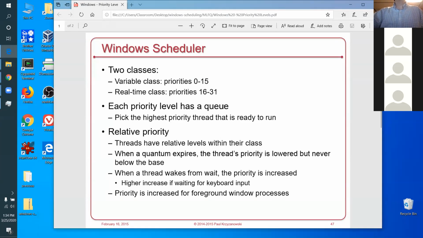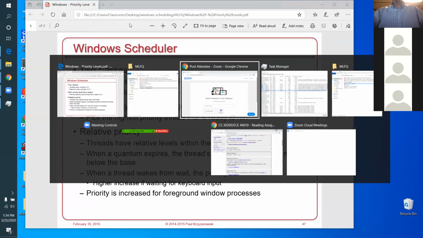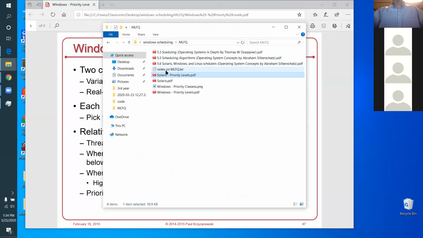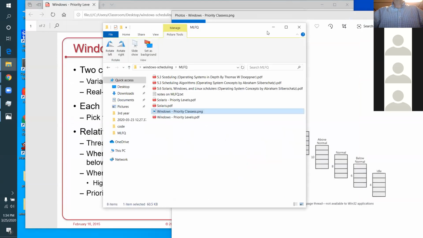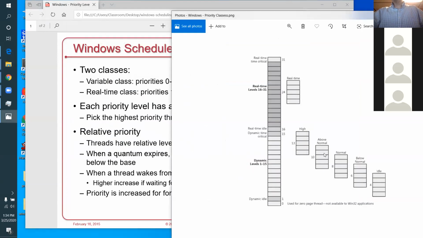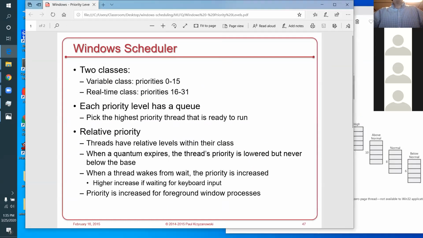Here's a summary that somebody else wrote about the Windows scheduler. When a time quantum expires, the thread's priority is lowered, but never below the base. That's what we were just talking about. That's the multi-level feedback queue part of this. You stay within this band. So as your priority is dropping, you don't drop below what your band is.